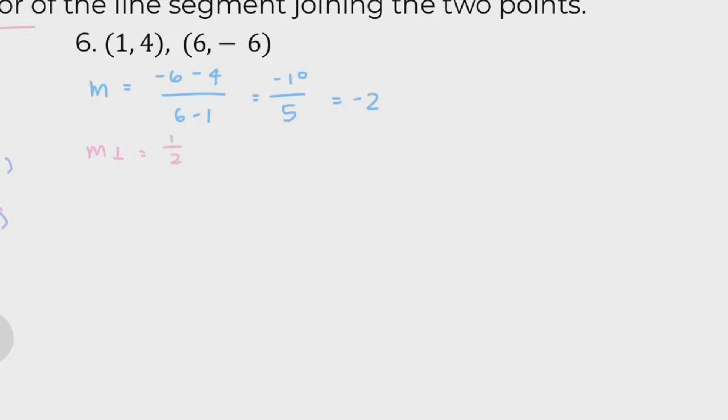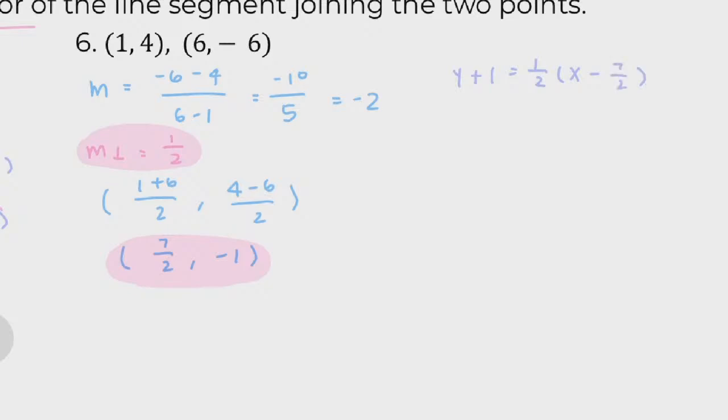Then we have to find the point that it goes through. So we have to find the midpoint, which is going to be 1 plus 6 over 2 and 4 minus 6 over 2. That's going to be 7 over 2 and negative 2 over 2, which is negative 1. So we're using these 2 points and plugging it into point slope form. So we get y plus 1 equals 1/2 times x minus 7 over 2.